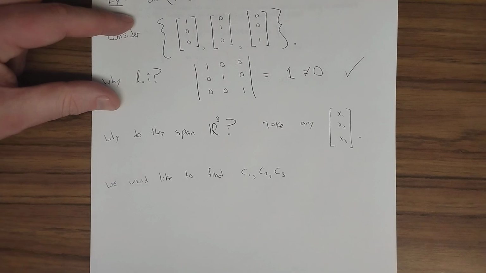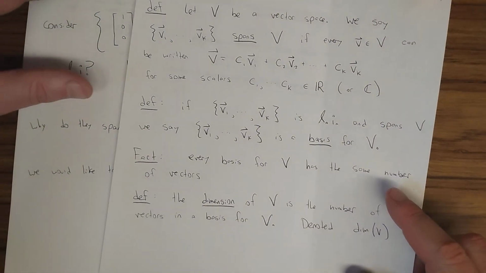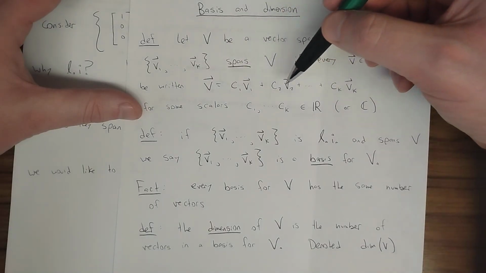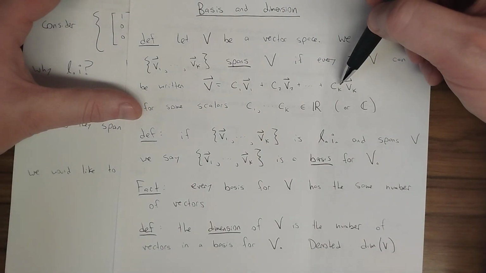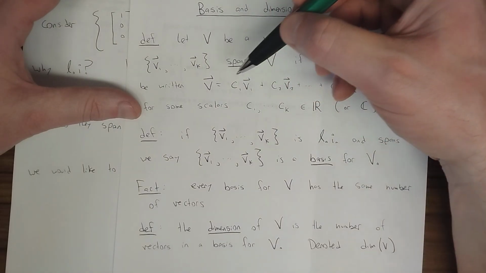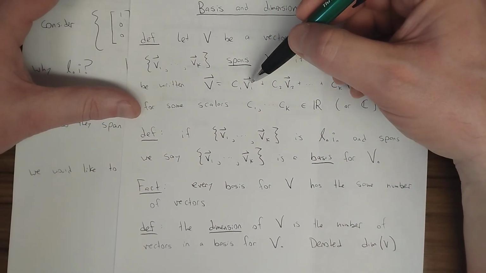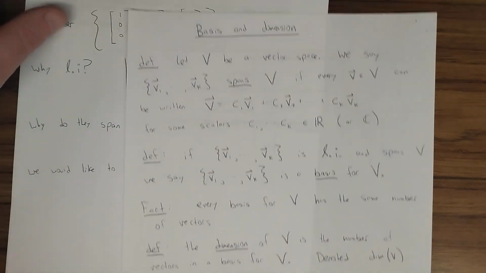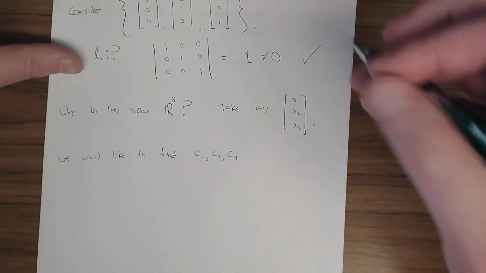Going back to this definition, I would like to find C1 through C3, because K is 3 here, such that my arbitrary vector is equal to C1 times my first basis element, plus C2 times my second basis element, and then C3 times my third basis element.